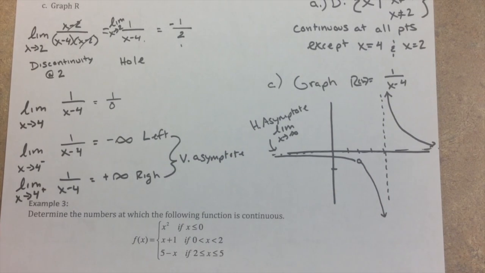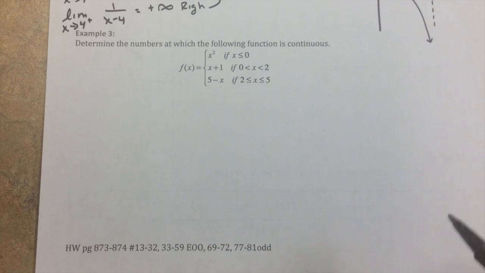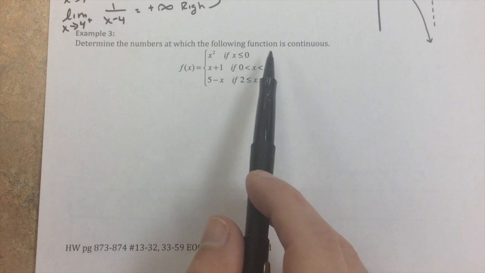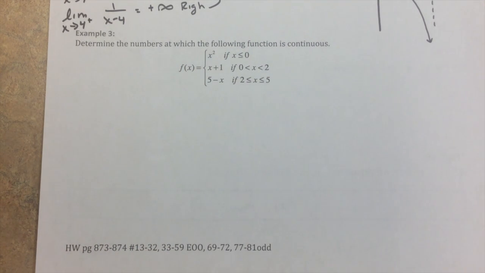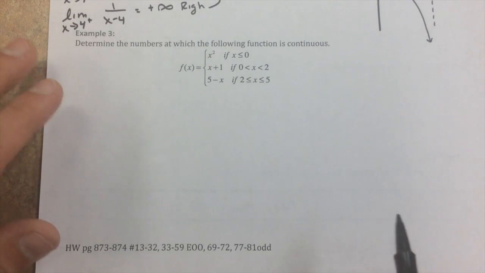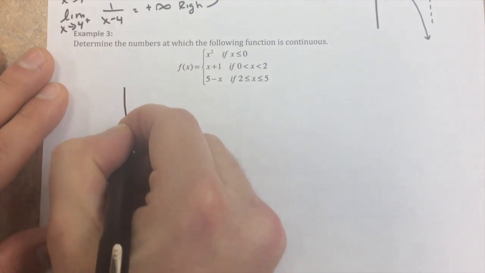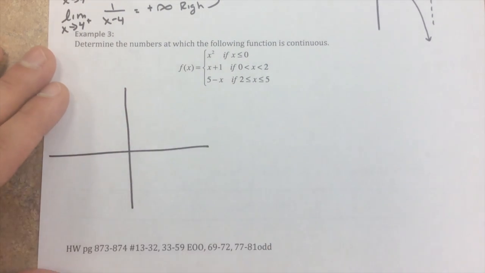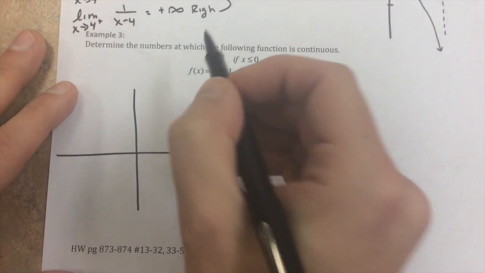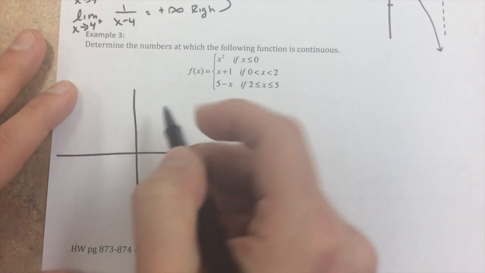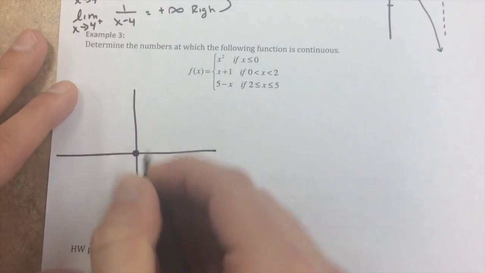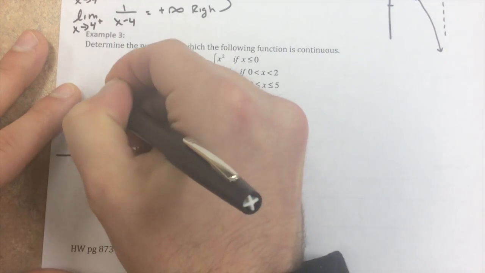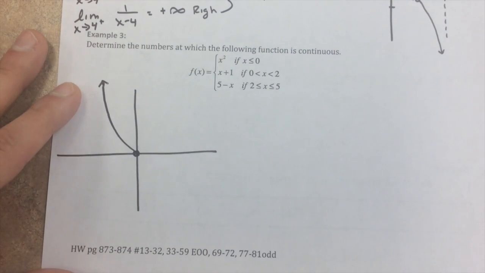So let's try one more question, and we're going to graph it first, and then we'll be done. So example 3, we want to determine the numbers at which the following function is continuous. So let's first graph this function and see what it looks like, because I think it's going to be easier than most. So we look at our piecewise function. X squared when x is less than or equal to 0. So we can put a dot there, and we can graph our x squared graph.